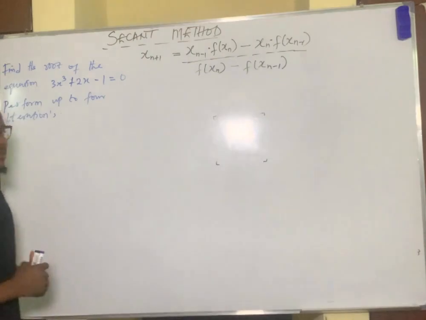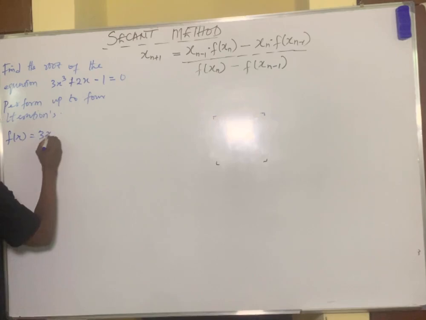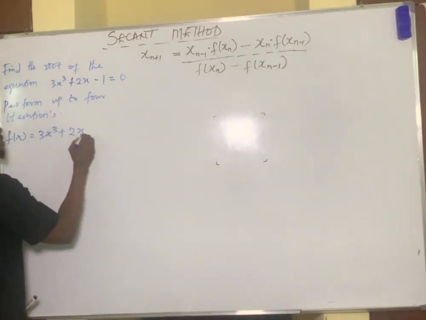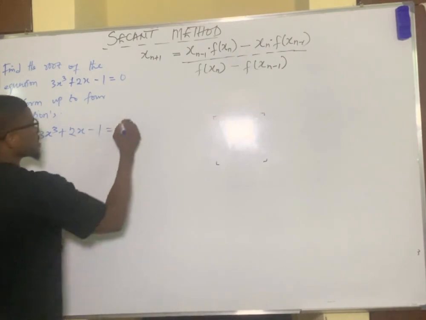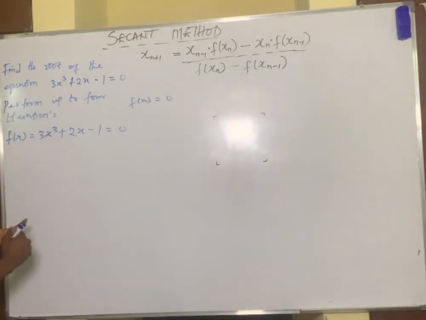Now, what do I mean? Let's take this question on the board as an example. We are asked to find the root of the equation 3x cubed plus 2x minus 1 equal to 0, and we have to perform up to 4 iterations, right? So this means that this equation is of the form f of x equal to 3x cubed plus 2x minus 1 equal to 0. So the equation is of the form f of x equals 0. Now, like I said, we need two values such that when we plug them into this function, it causes the function to change directly from positive into negative or from negative into positive. So we pick two values, right?